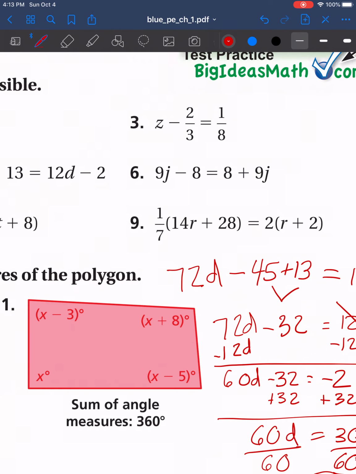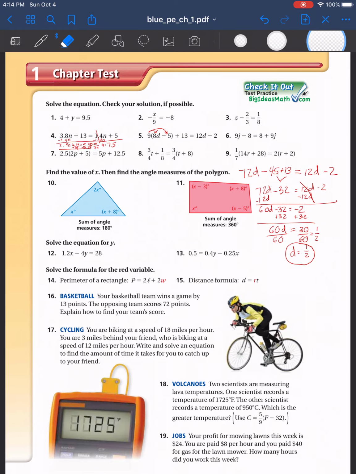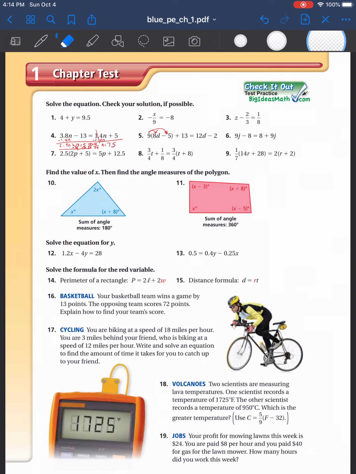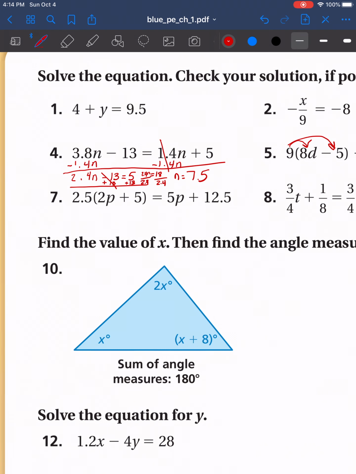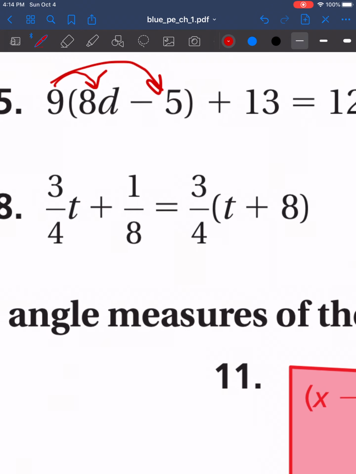I'd like you guys to try number 6 on your own. Okay, remember the first thing we want to do is get J's all on one side. Let me go and erase all my work over here for this guy. Okay. Number 7. I do want you to try number 7 on your own. You're going to start off by distributing, and then get all of your P's on one side. Okay? All right, number 8 we can do together.